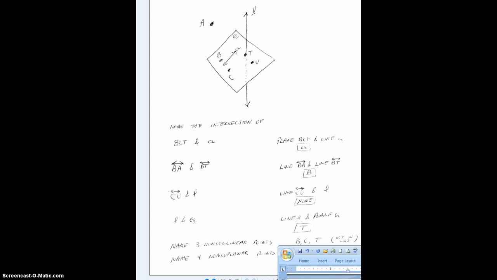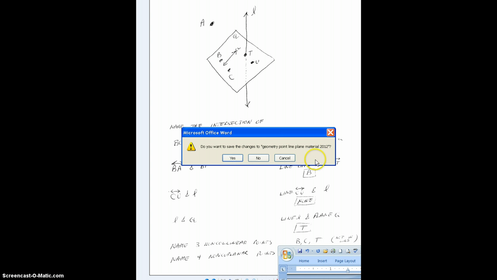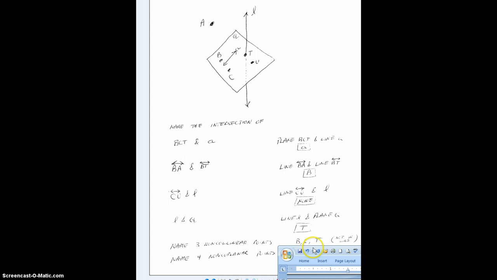Finally, the last thing is 4 non-coplanar points. Any of the 3 points in the plane Q would be okay to pick with A. So I picked A and I picked B, C, T. It has to be 4 points because 3 points make a plane. Hopefully this is helping you a little bit with the intersections. Keep practicing. I'll talk to you later.